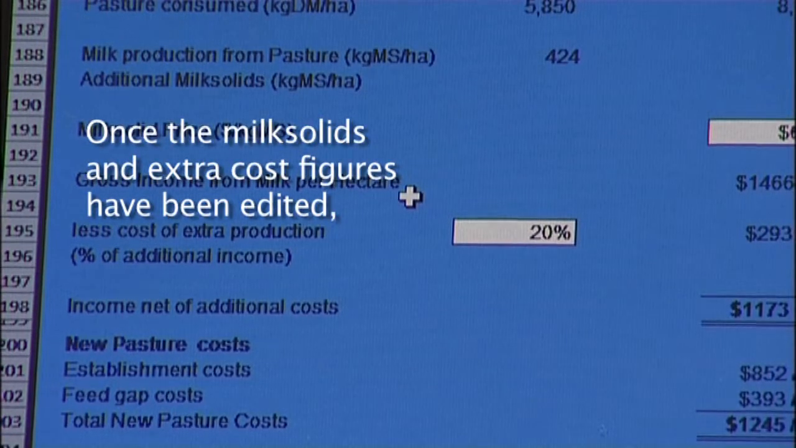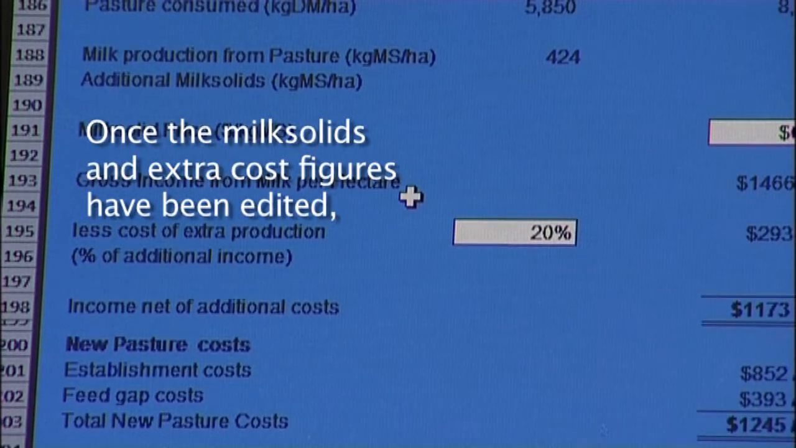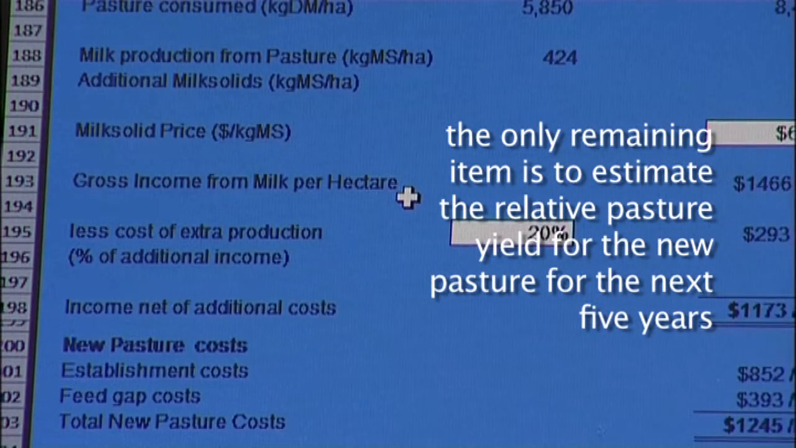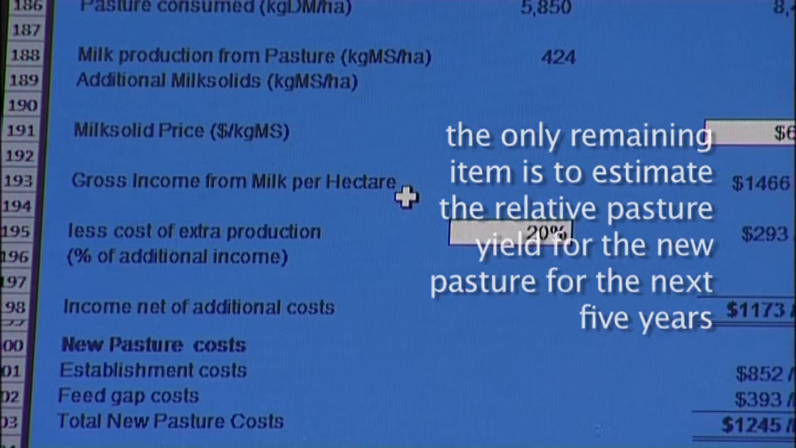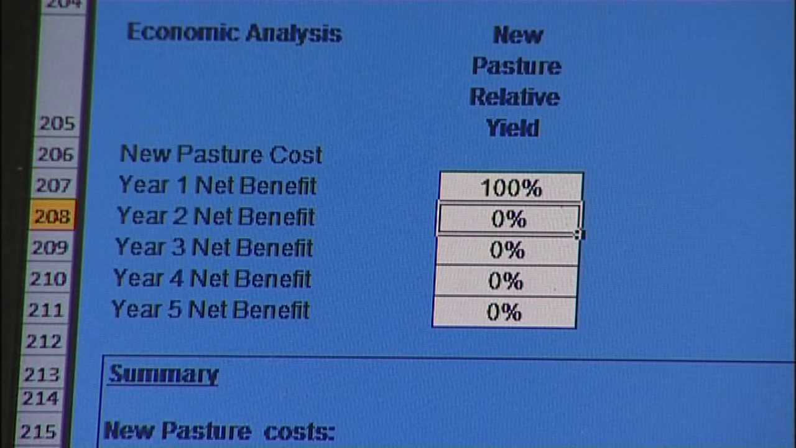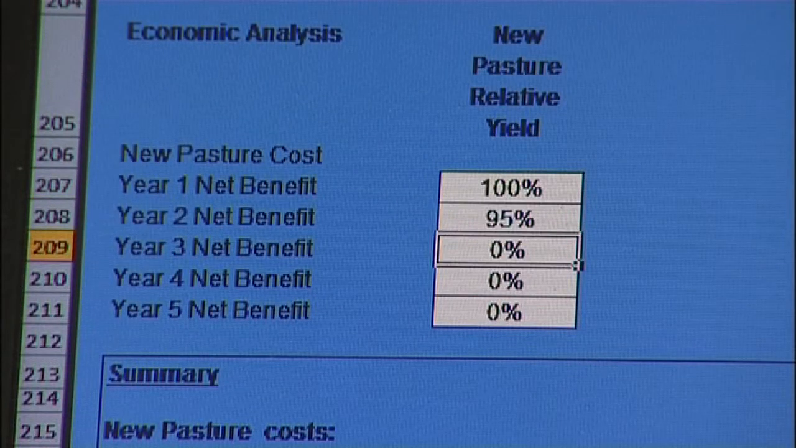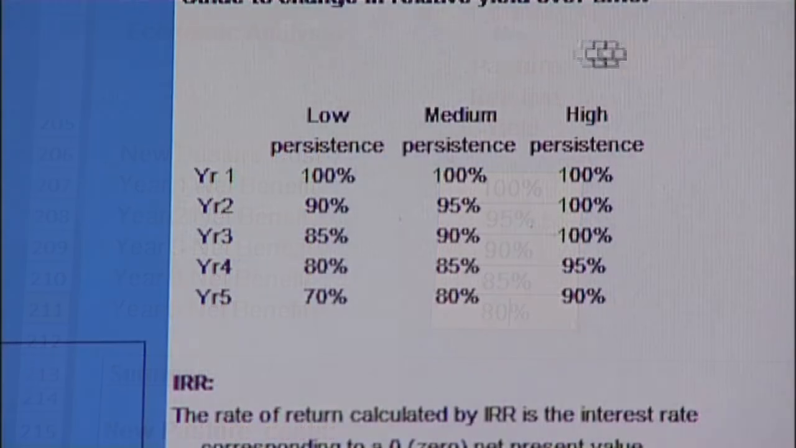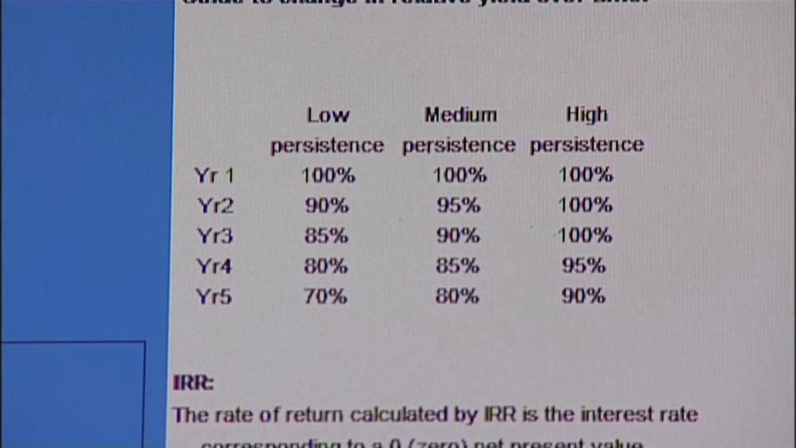Once the milk solids and extra cost figures have been edited, the only remaining item is to estimate the relative pasture yield for the new pasture for the next 5 years. Generally, this is in relation to the first year being the highest production, or 100%, and the yield declines due to loss of population and the invasion of poorer producing species and weeds. Some guidelines are provided in the white panel on the right-hand side of the calculator.